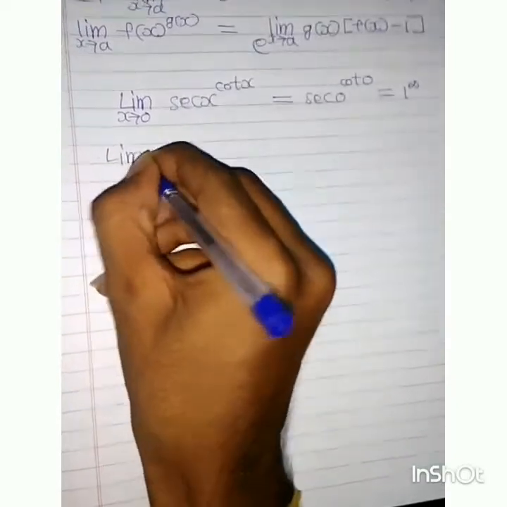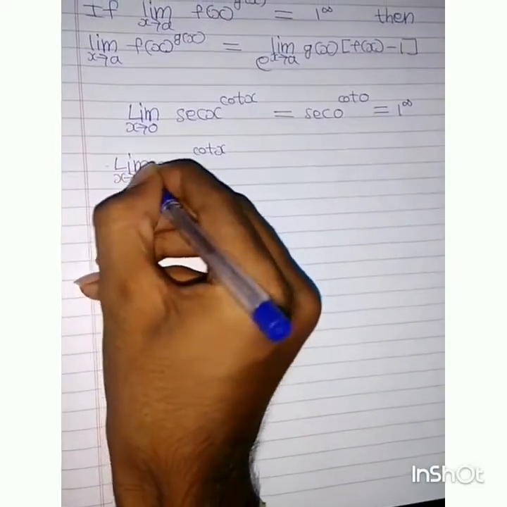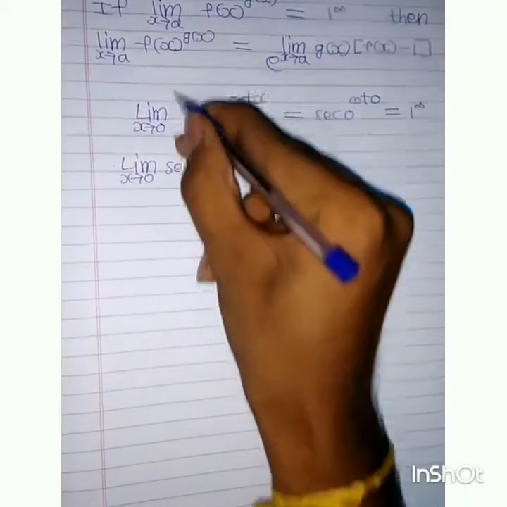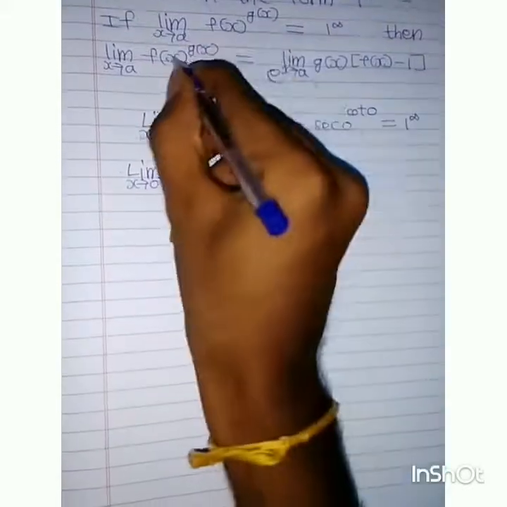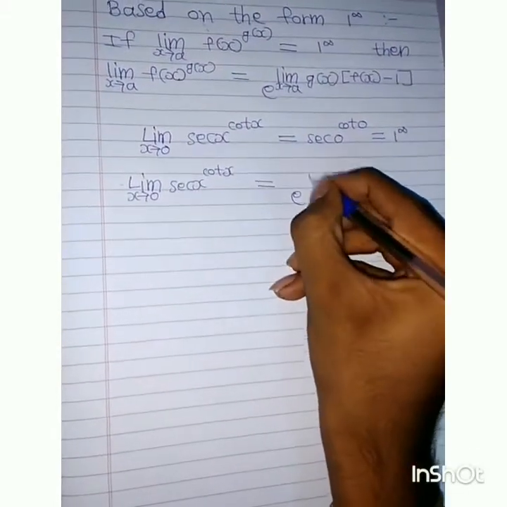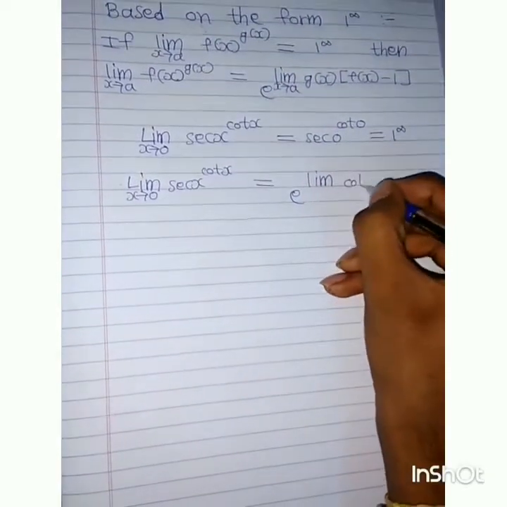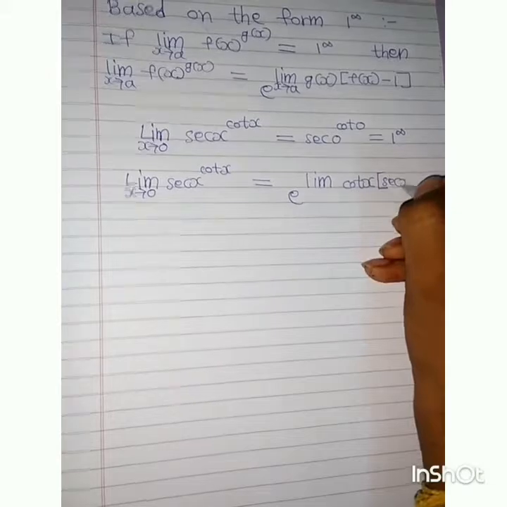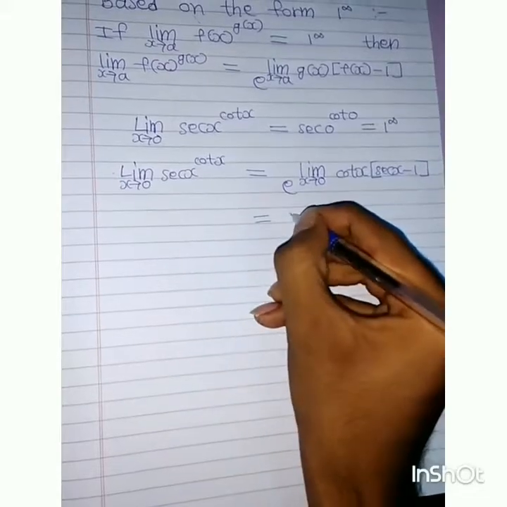So limit of sec x raised to cot x as x tends to 0 equals, here f of x is equal to sec of x and g of x is equal to cot x. So by comparison, we will put the values: equals to limit of g of x, which is cot x, into f of x, which is sec x, as x tends to 0.